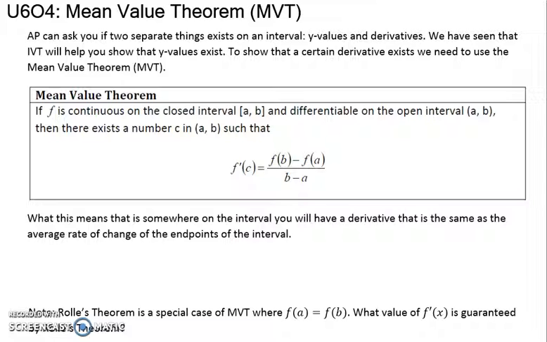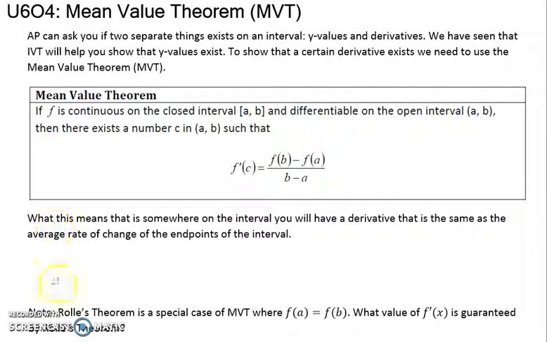So what the mean value theorem says is if f is continuous on the closed interval a to b and differentiable on the open interval a to b, then there's going to be a number c on the open interval a to b such that f prime of c, so the derivative at that point, is equal to f of b minus f of a over b minus a. So that should look familiar. That's just the slope formula from your Algebra 1 class, your average rate of change. So essentially all this is saying is that somewhere on the interval, the derivative of your function is going to be the same as the average rate of change between your endpoints. So that's what the mean value theorem states.